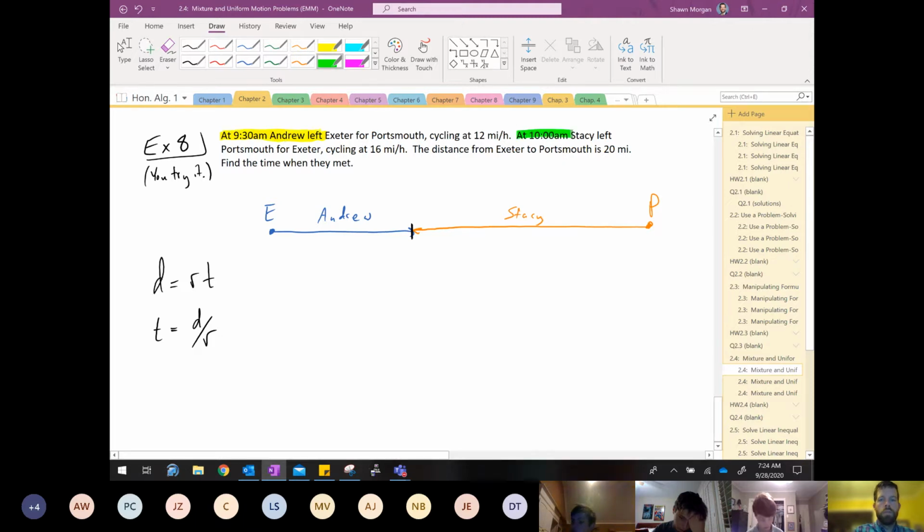Let's look at these two highlighted portions right here. And so use a little common sense here. Who do you think has been riding for less time? Andrew left at 9:30. Stacy. Very good. Stacy left at 10, right? So when we look at their time, why don't I say let X equal Stacy's time? Okay. And then Andrew's time is going to be X plus what?